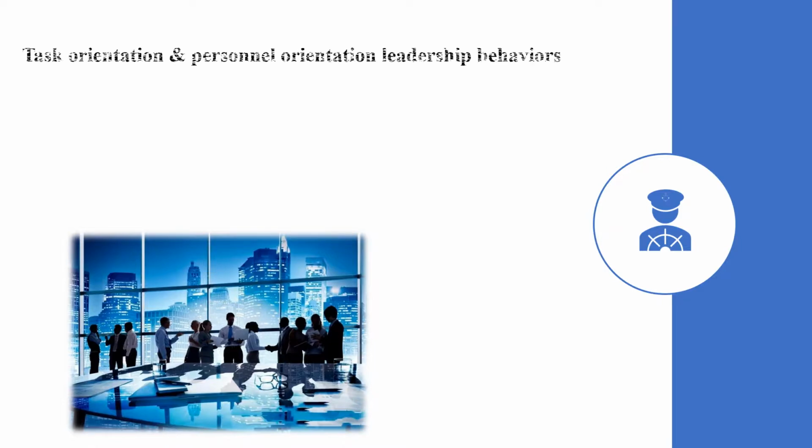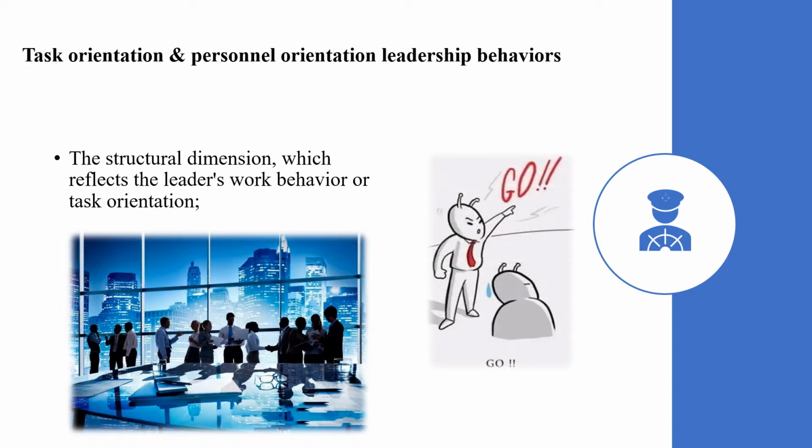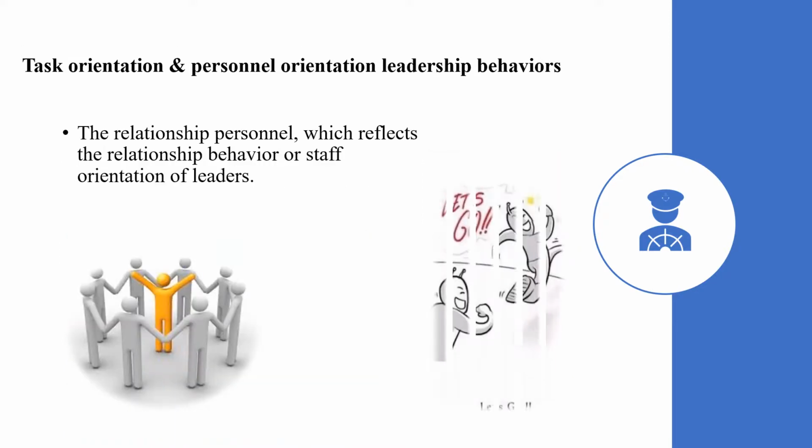Based on the focus of leadership activities, leadership behavior can be separated into two parts. Task orientation reflects the leader's work behavior, including building an organization and detailing responsibilities. Personnel orientation reflects the relationship behavior of the leader, which is respecting the opinions of subordinates and attaching importance to their feelings and needs.